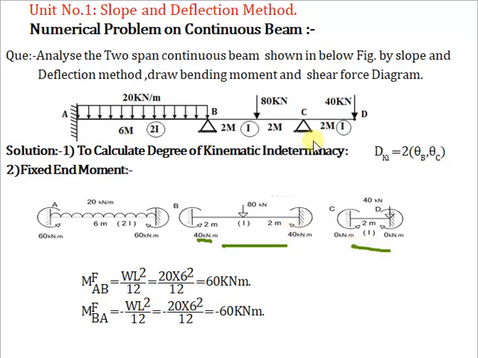And for span CD, which is a cantilever, the point load is acting at the free end. So there is no load on the span CD. So this load is passing through the support. So the fixed end moment is equal to 0.